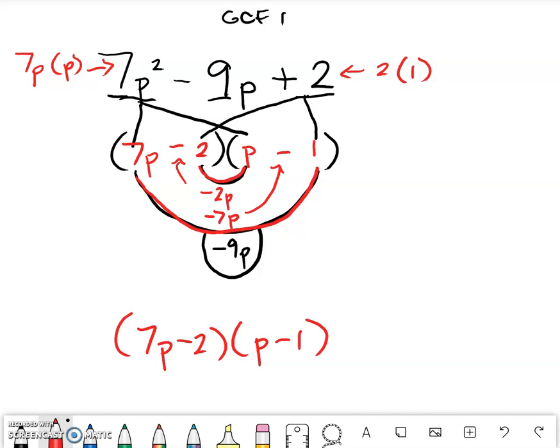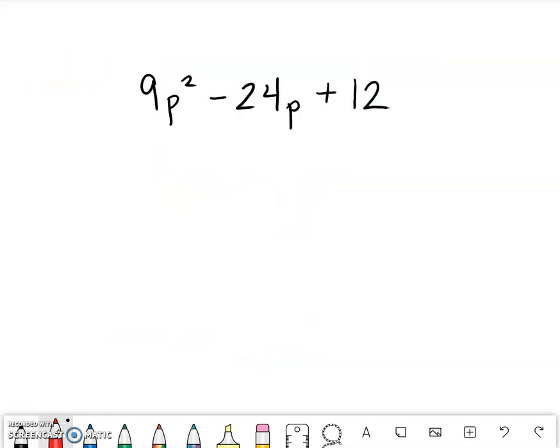Okay, let's look at another one. What happens if there's a common factor at the beginning? How does that change things? Let's look. Okay, I have 9p squared minus 24p plus 12.